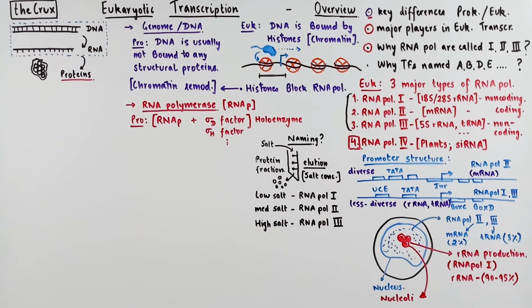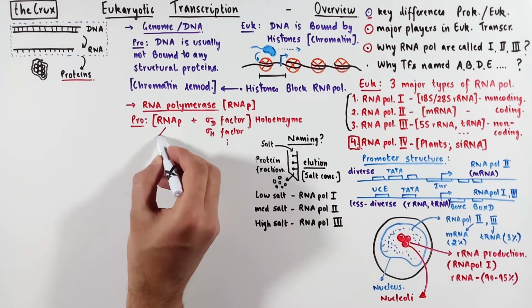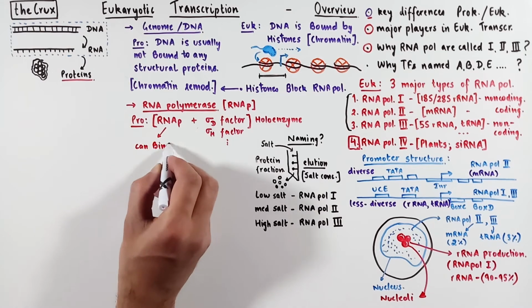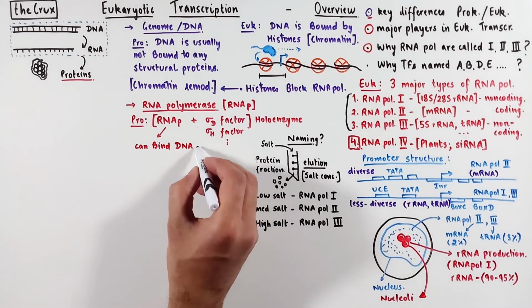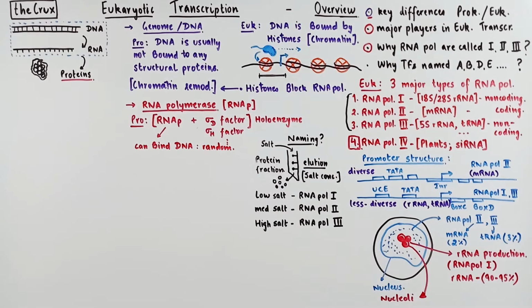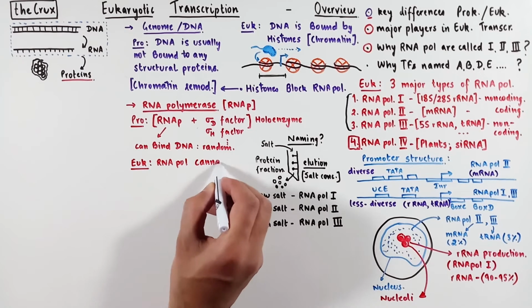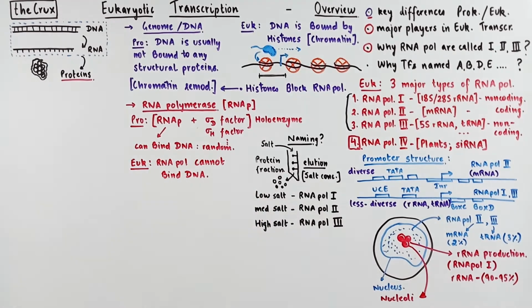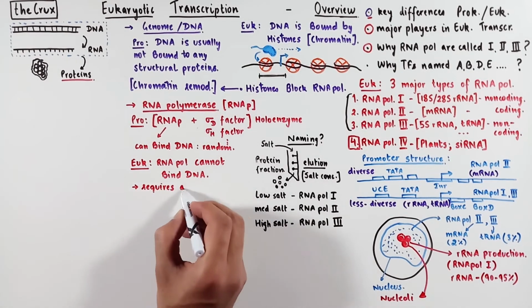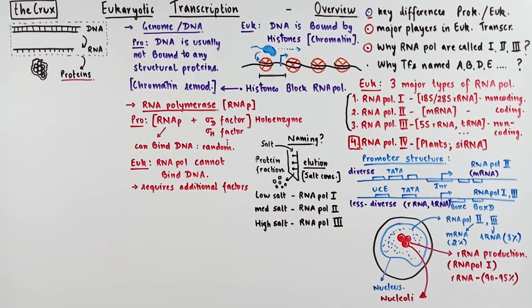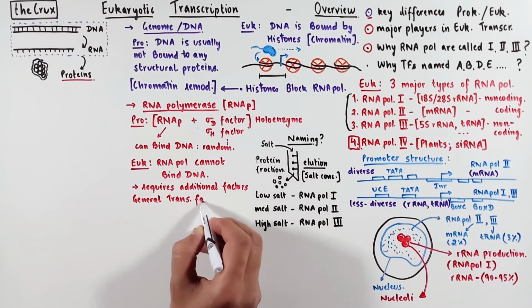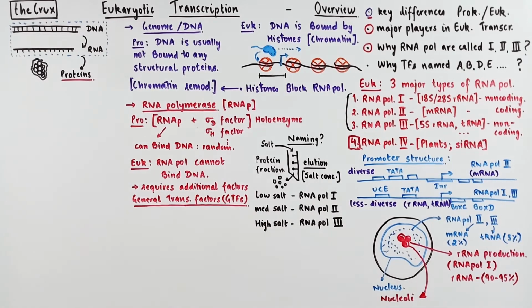So if we continue on the theme of major players of eukaryotic transcription, we first have to realize that RNA polymerase in prokaryotes can bind to DNA, although it does so randomly, and then the sigma factor helps in proper positioning. But in eukaryotes, the RNA polymerase does not even randomly bind the DNA. Therefore, it requires additional factors for help, and these are called general transcription factors, or GTFs. These are called general because this particular subset is almost always required to help the RNA polymerase.